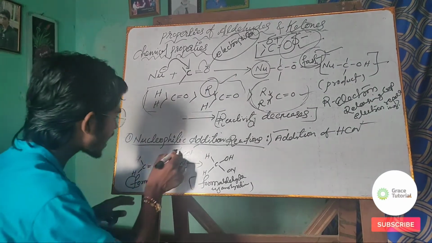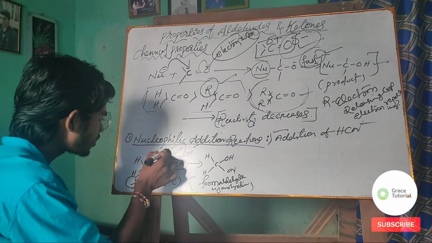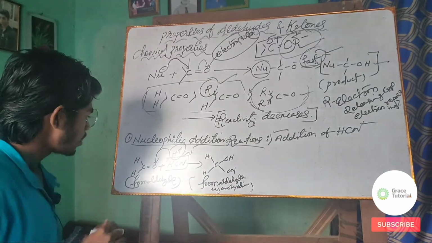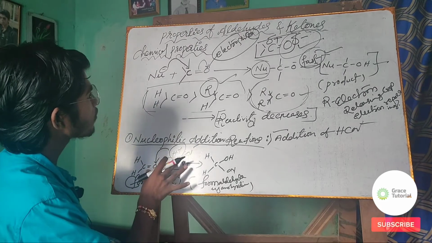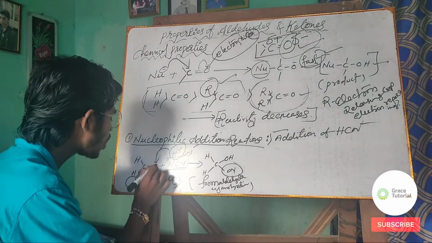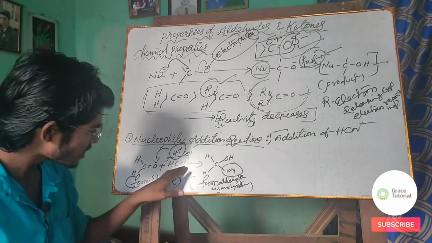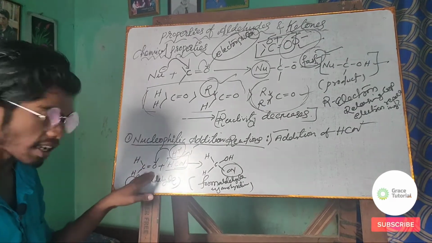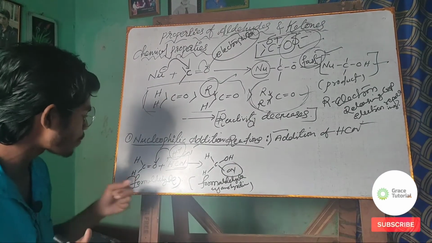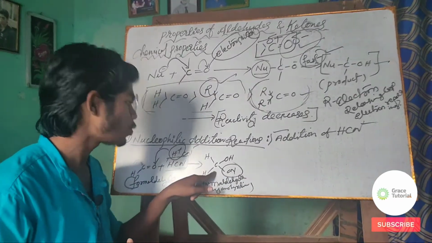That's why it will be attacked by an electrophile. H+ is an electrophile, and this oxygen will be attacked by the electrophile. As a result, we get OH, and finally we have cyanide. The pi bond of the carbon-oxygen double bond will be broken and a sigma bond is formed, and CN is connected to that.